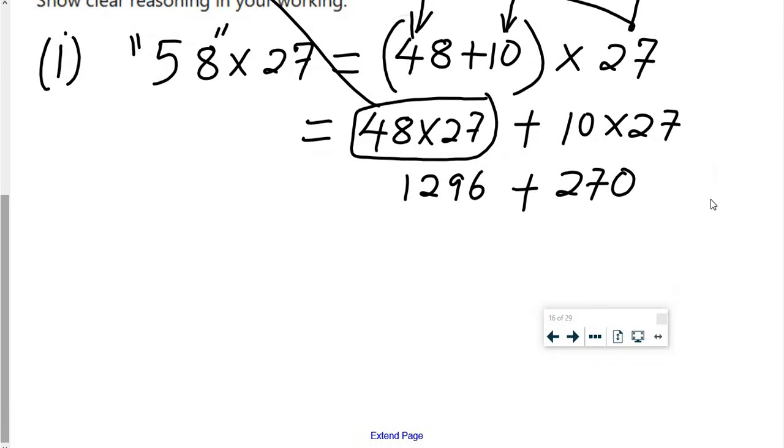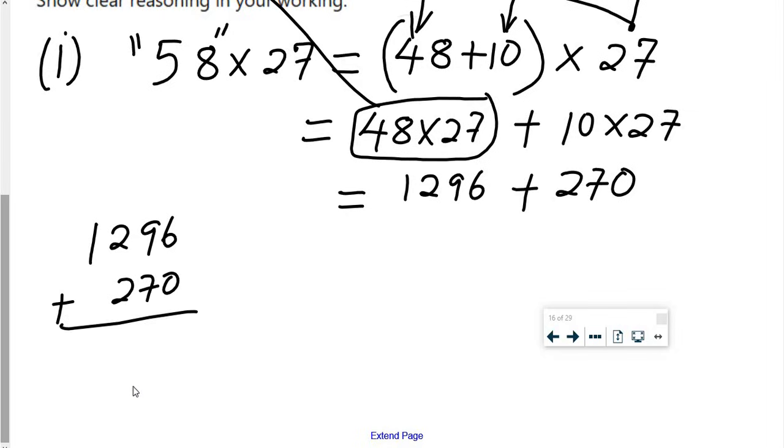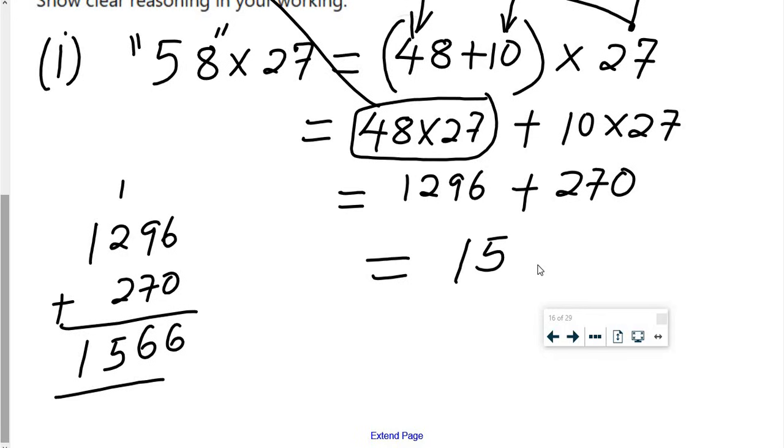Then just perform a small calculation here, which is 1296 add 270. Now when you do 1296 plus 270, answer will be 6, 16, carry 1, 2, 2, 4, 5, 1. So answer will be 1566.